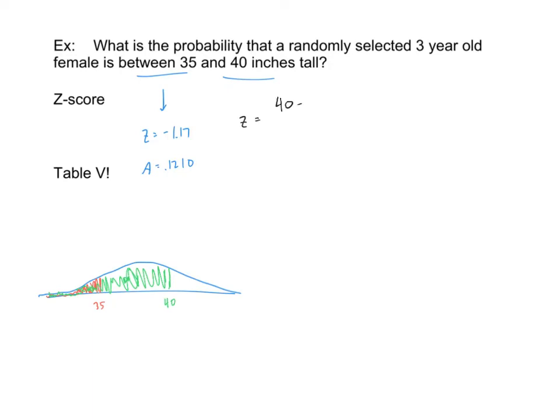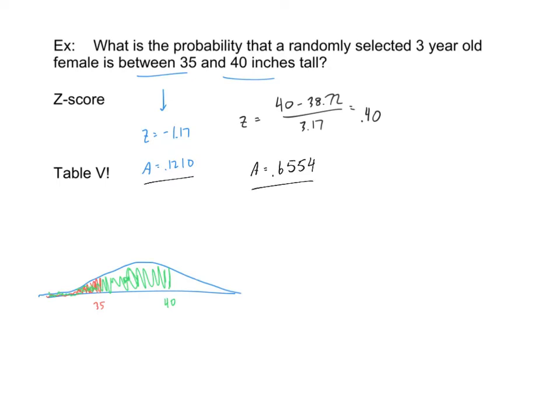40 minus 38.72 divided by 3.17, x minus mu over sigma. Punch that into your calculator, and you get 0.403, but I'm just going to go to two decimal places, 0.40. Now, when you go to Table 5, look up that z-score, you will find an area of 0.6554. So we have the area to the left of that z-score.